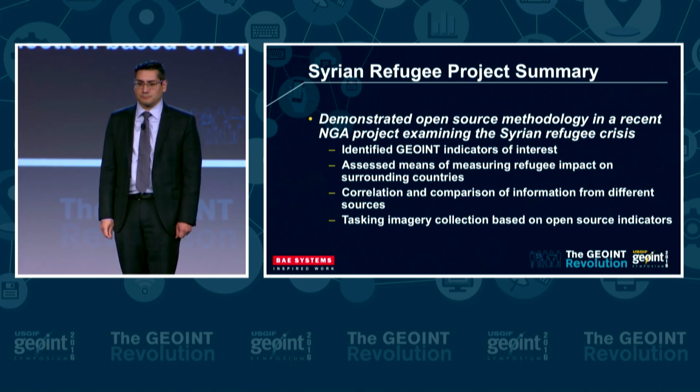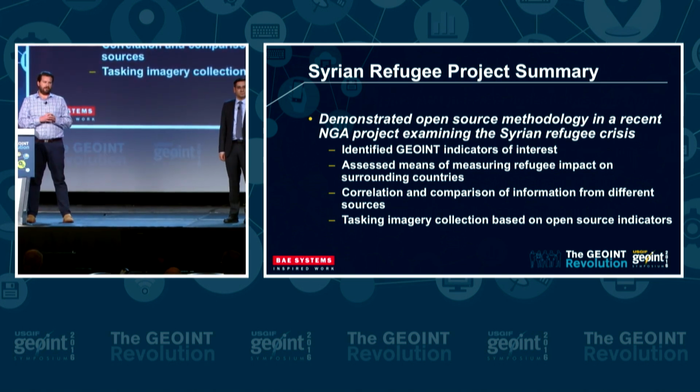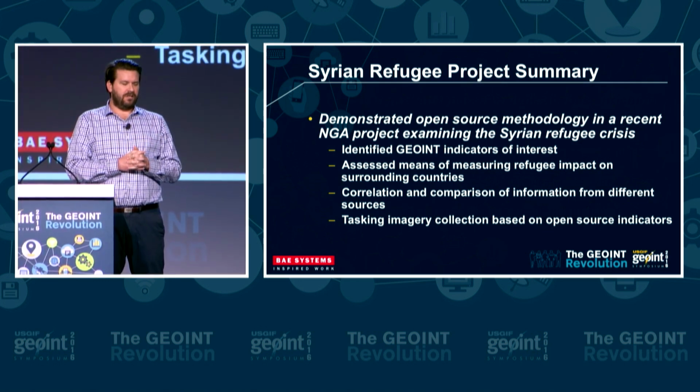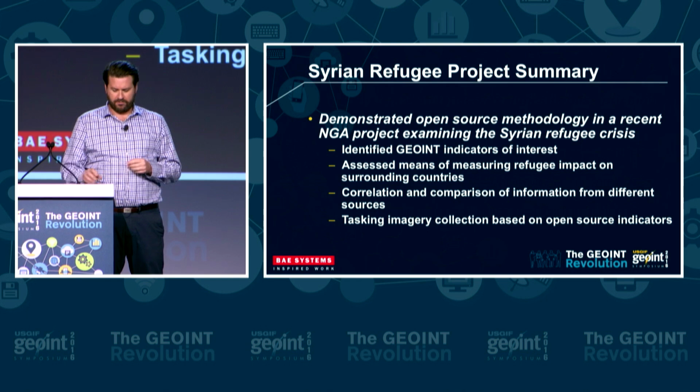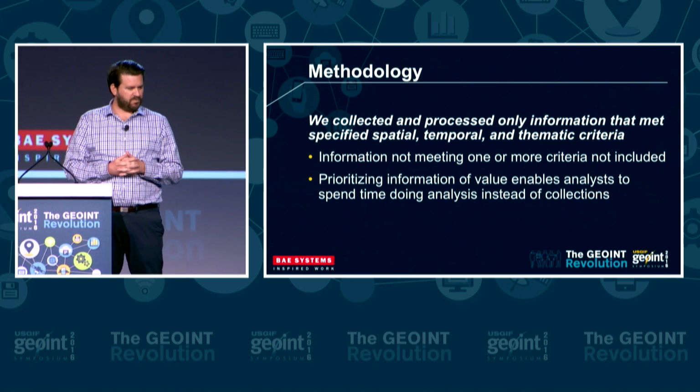A lot of this was much like what the previous speaker was talking about, which was using things like social media and other unclassified open sources to fill in gaps, but also to do new things with this, such as queue up commercial imagery based on things that we were seeing in social media.